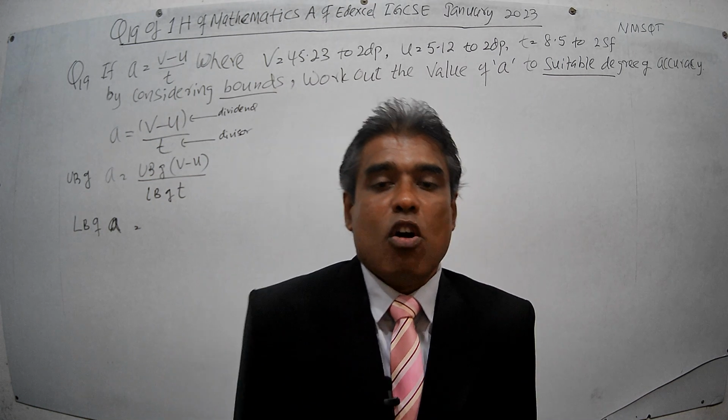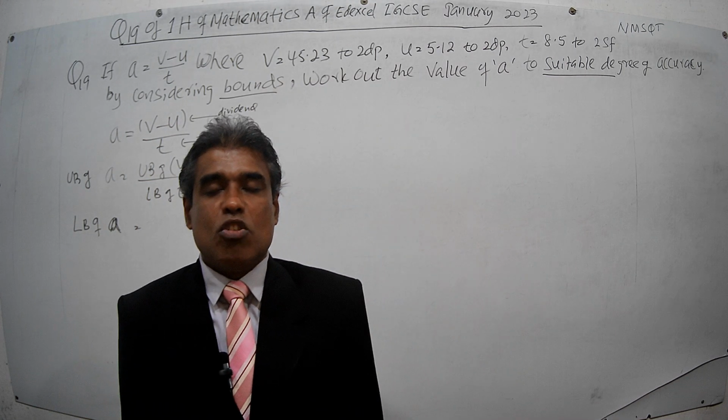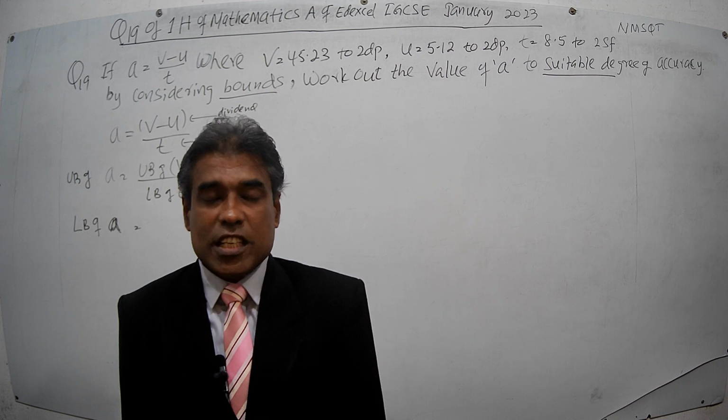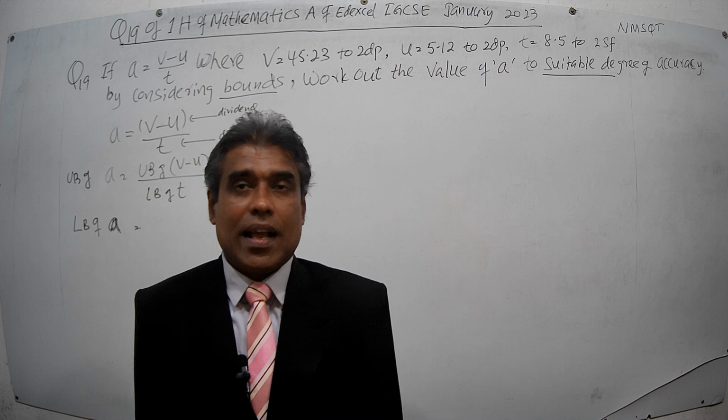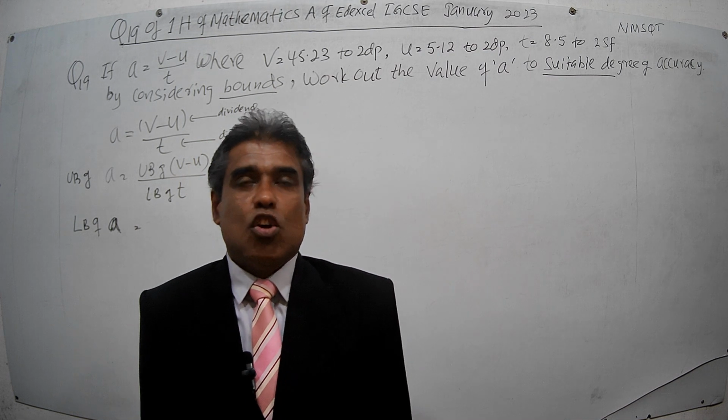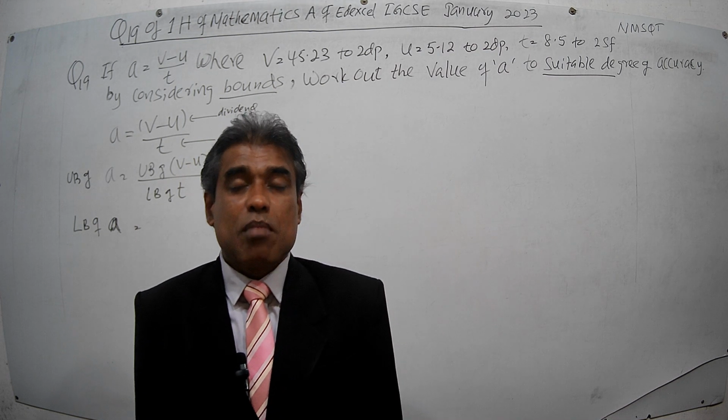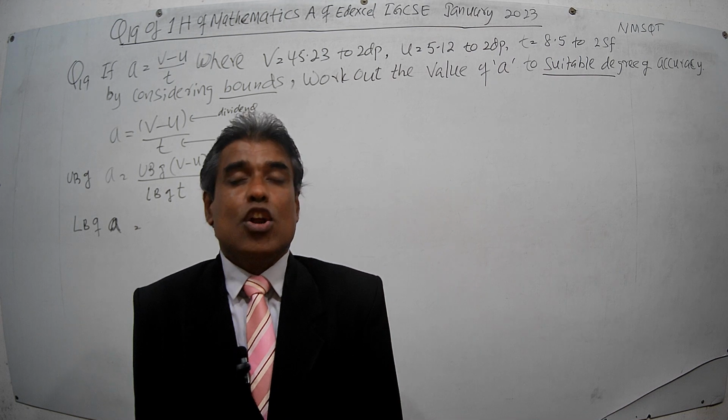How do you find the lower bound of a quotient? What is the formula for finding the lower bound of a quotient? Lower bound of a quotient equals lower bound of the dividend divided by the upper bound of the divisor. That is how to find the lower bound of a quotient.